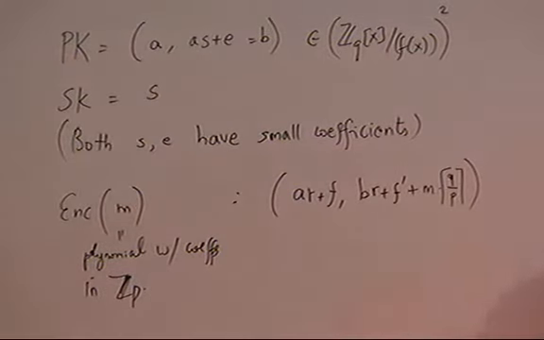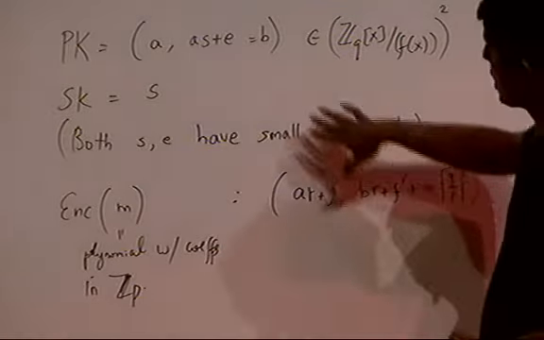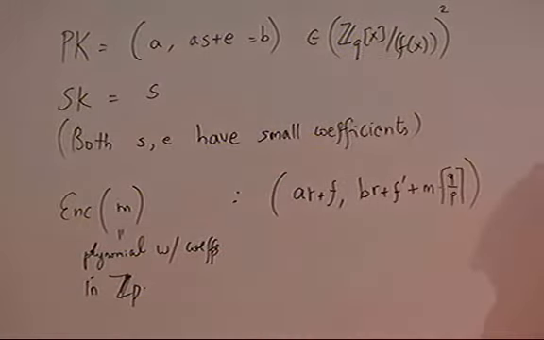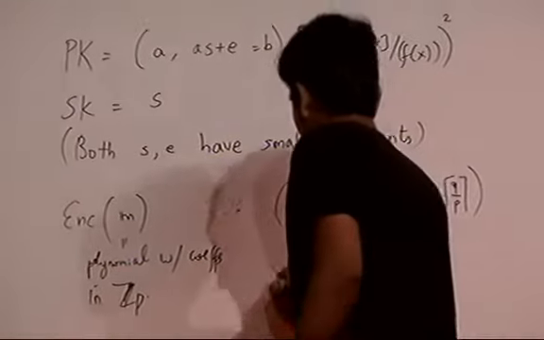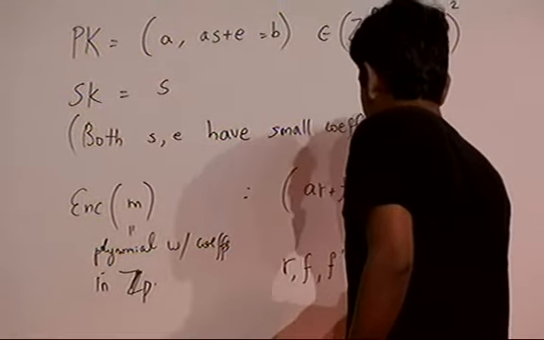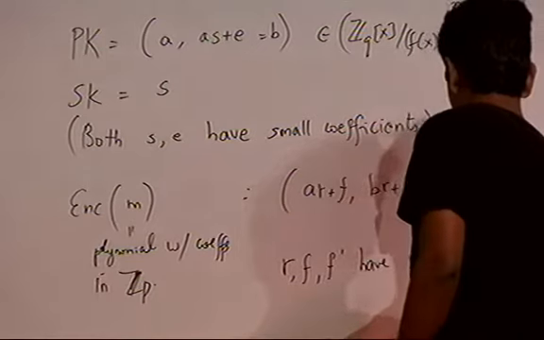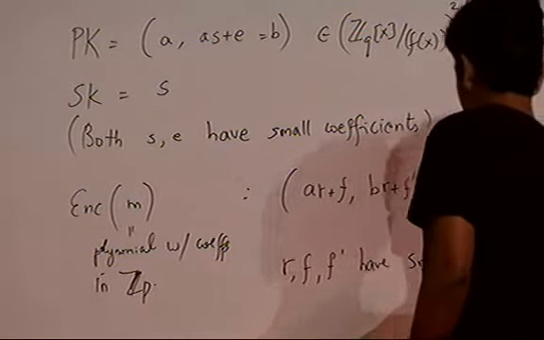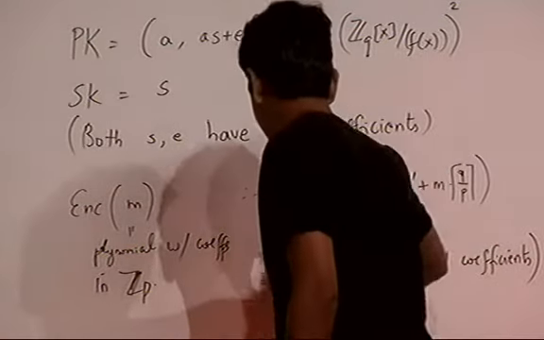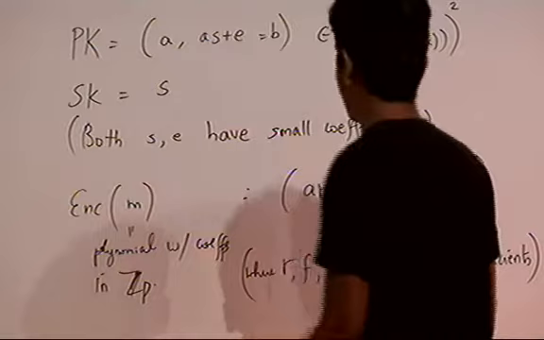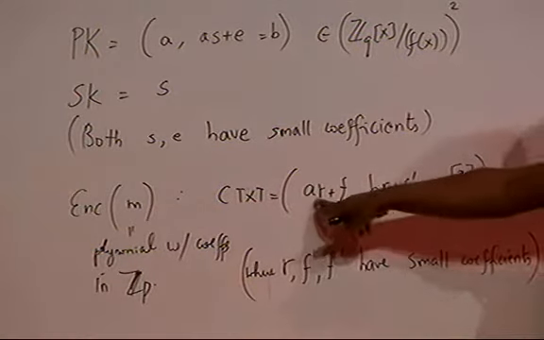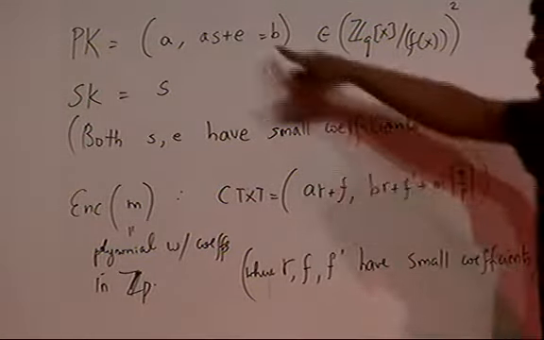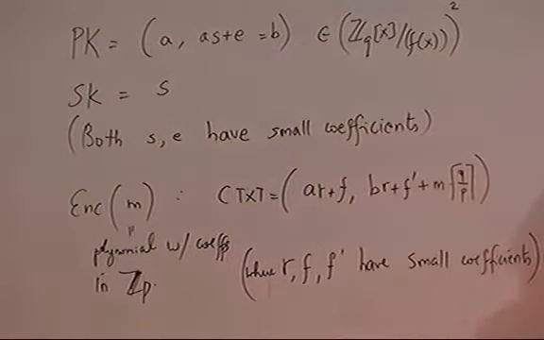Okay, so let's look at it a bit more closely. I'm going to think of the public key as a pair of polynomials, A and B. B is computed in this special way, but forget about it for a minute. I'm going to come up with the polynomial R. R, F, and F prime have small coefficients in the ciphertext. So I come up with a polynomial R with small coefficients, the same type as S. I'm going to compute A times R plus F. F is also small.